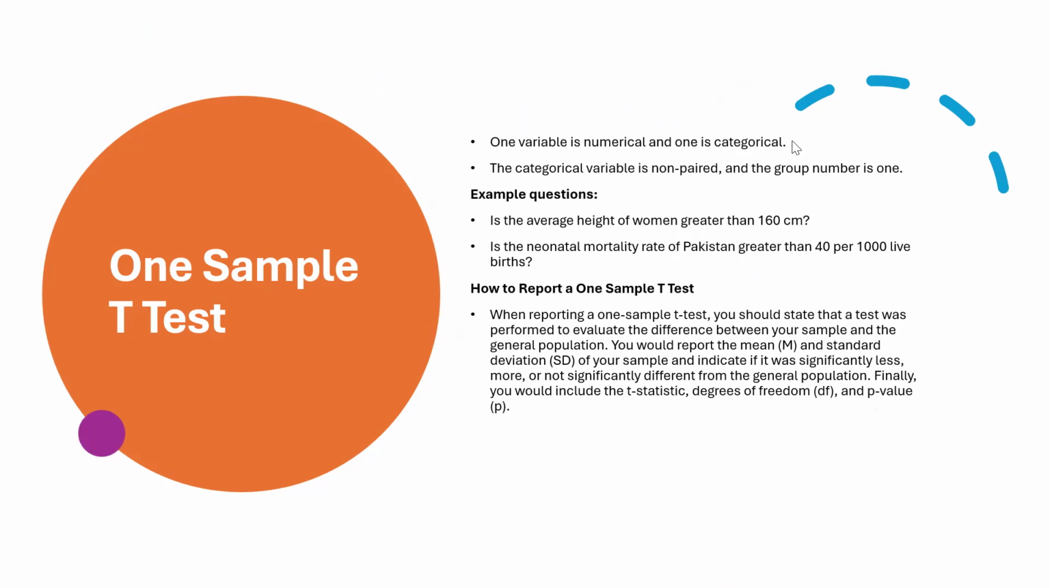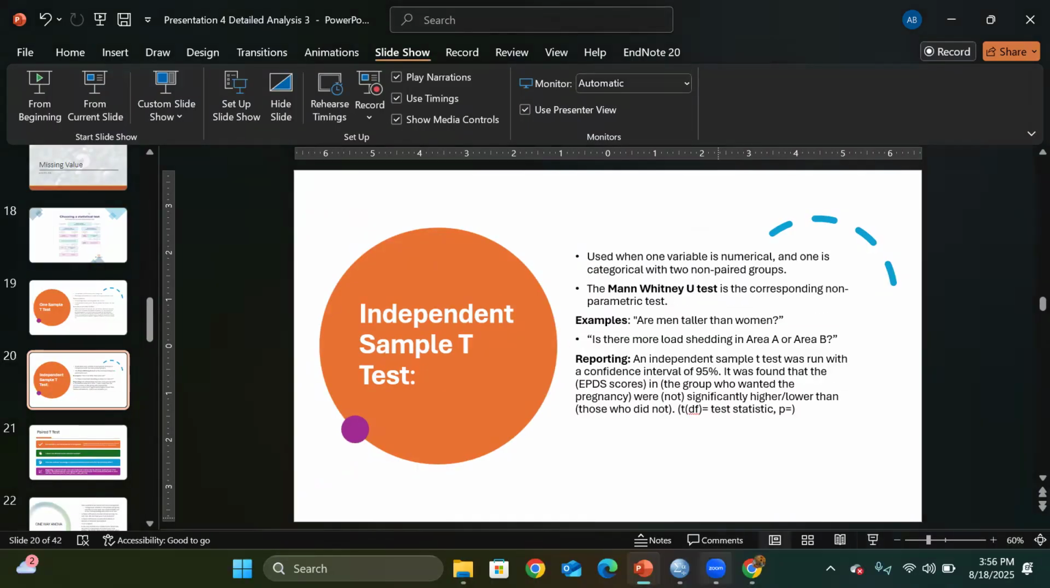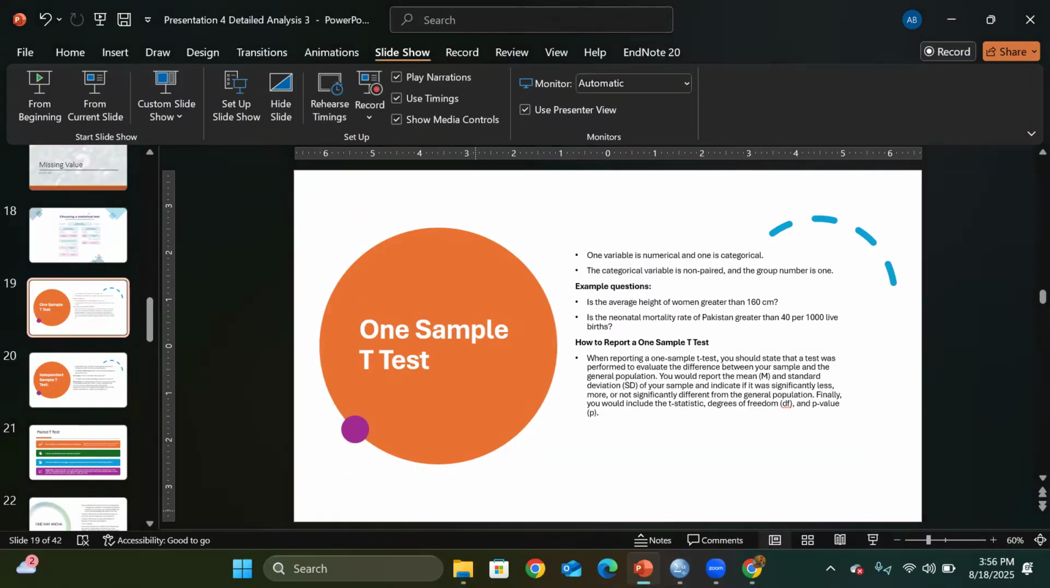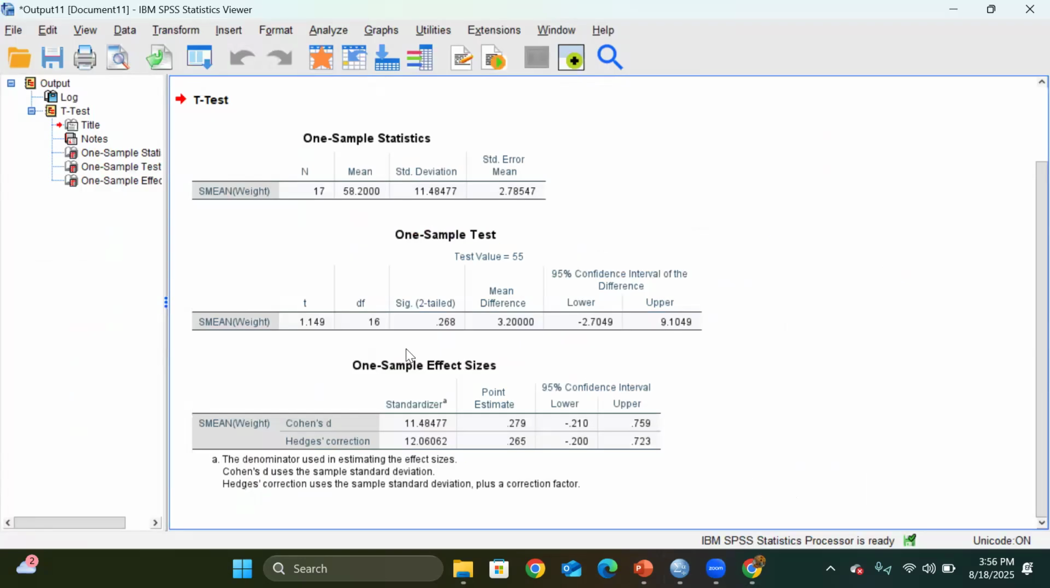Okay. First, we will write that our mean came out to be this, and the mean of Pakistani population is this, and then we will write the test statistic. This is the test statistic. This is the degree of freedom, and this is the significance value. That is the two-tailed significance value. Why do we go for the two-tailed? That means that the data has been analyzed in both the directions, in the increasing direction and the decreasing direction.